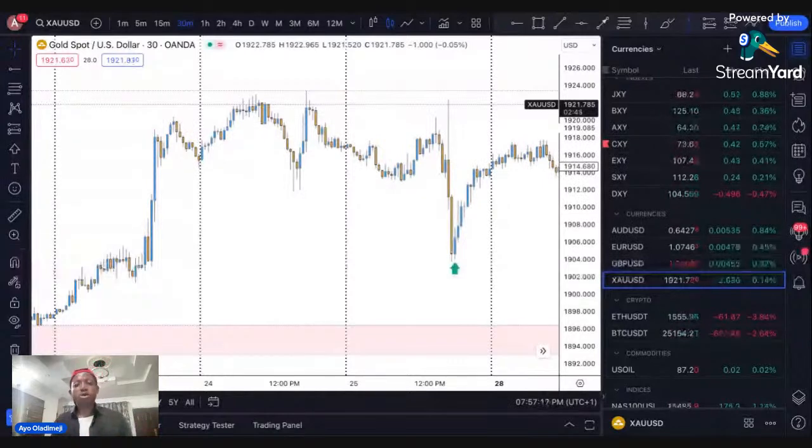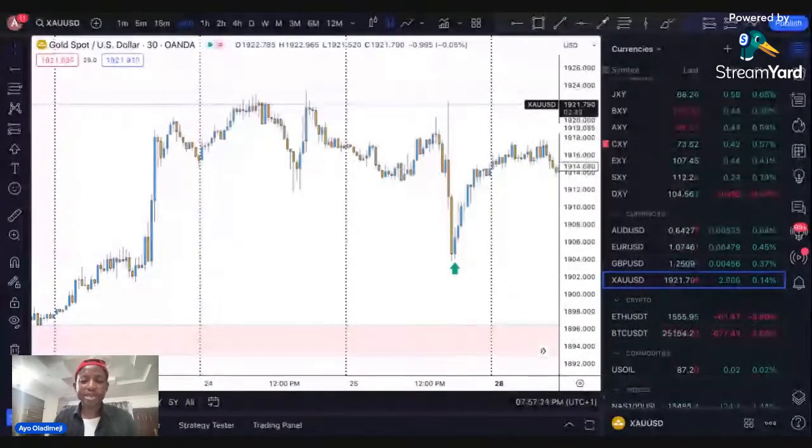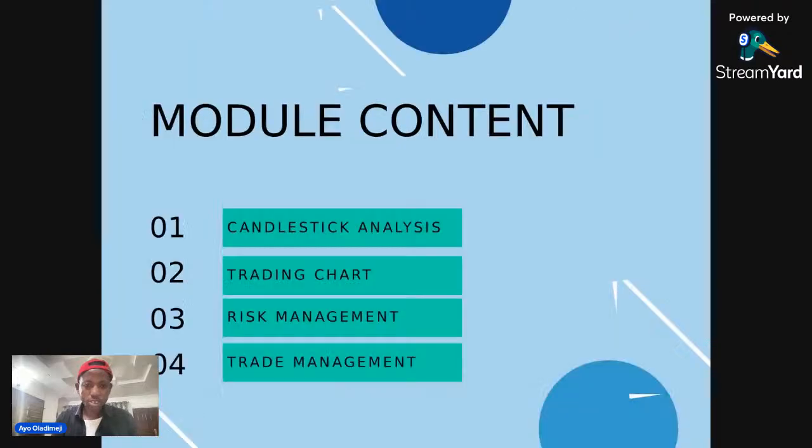Okay, great. So that's going to be all for today. In our next class on Wednesday, 9 p.m., we are going to look at other parts of this module. We are going to go into risk management and trade management. Today we have looked at candlesticks. What are candlesticks? How are they formed? And we have also looked at the different types of trading charts that we have. And then in our next session, we're going to be looking at risk management and trade management.